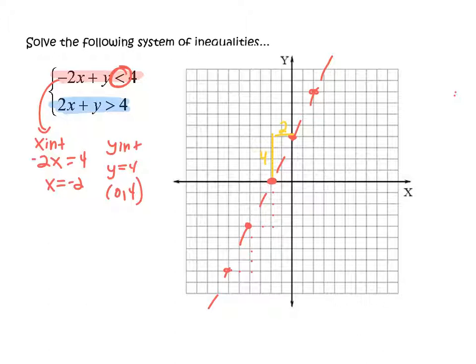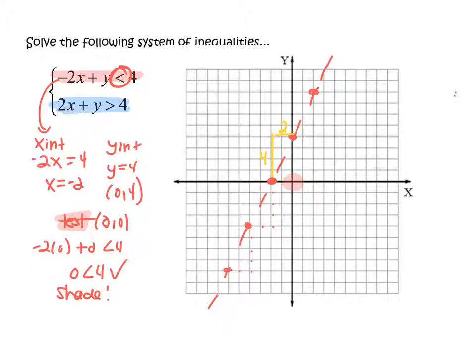Now just like before, I'm going to test a point. I always recommend trying to use 0, 0. That's just a really nice point to use because the math is really easy. So we're going to test 0, 0. If I plug 0, 0 into the original inequality, 0 is less than or equal to 4, so I'd have to shade that side in. Wherever 0, 0 is, that's the side that contains all the solutions.